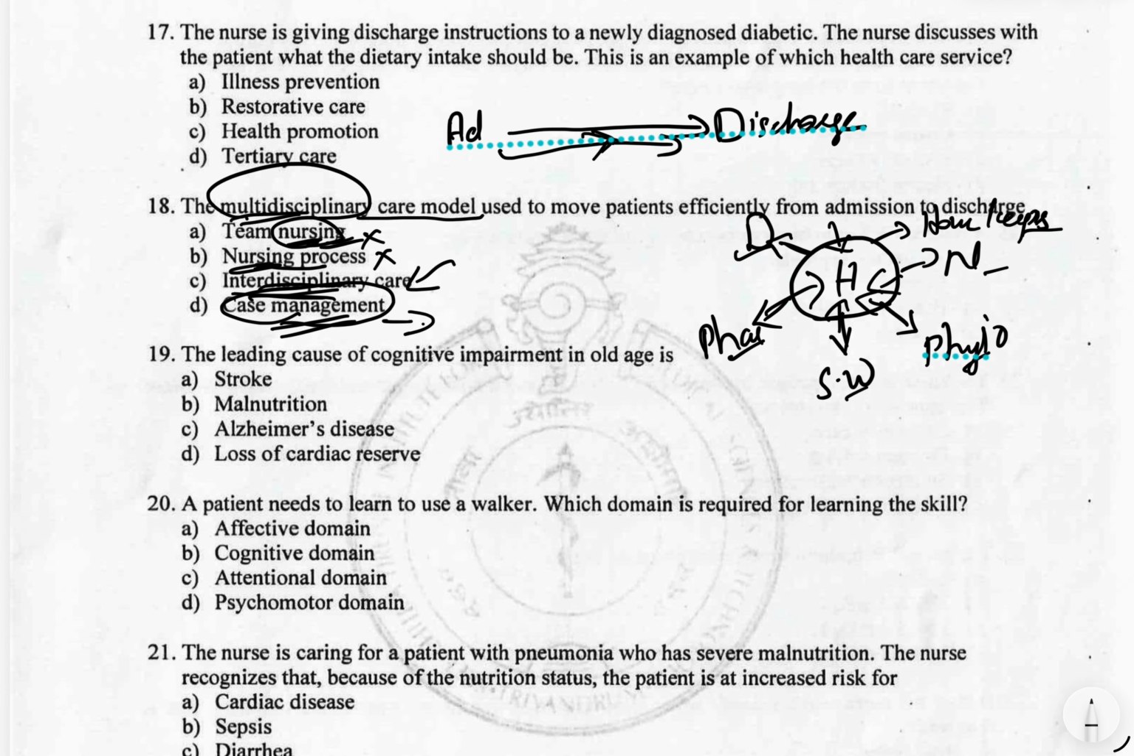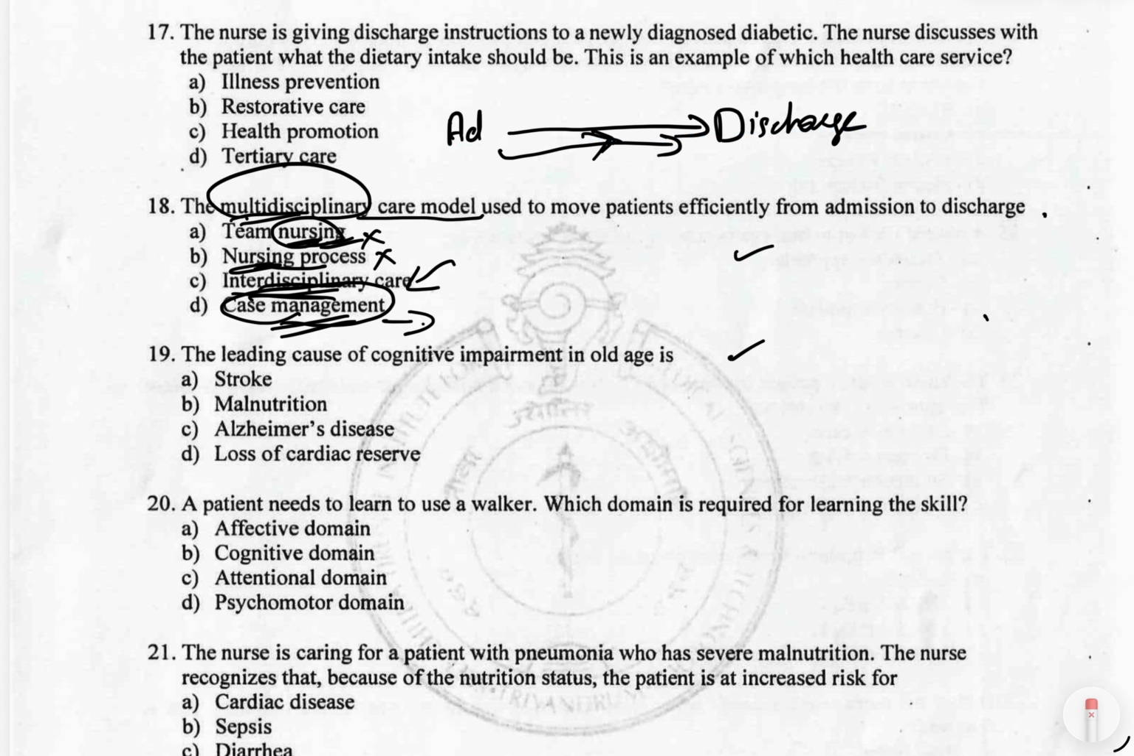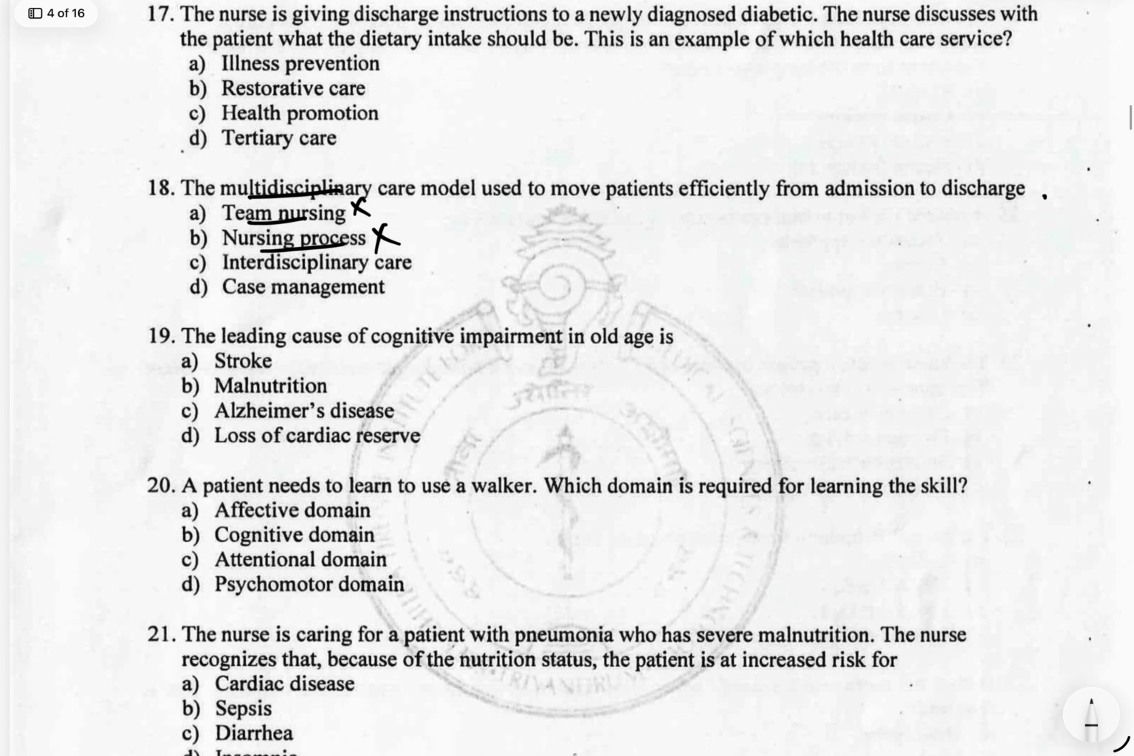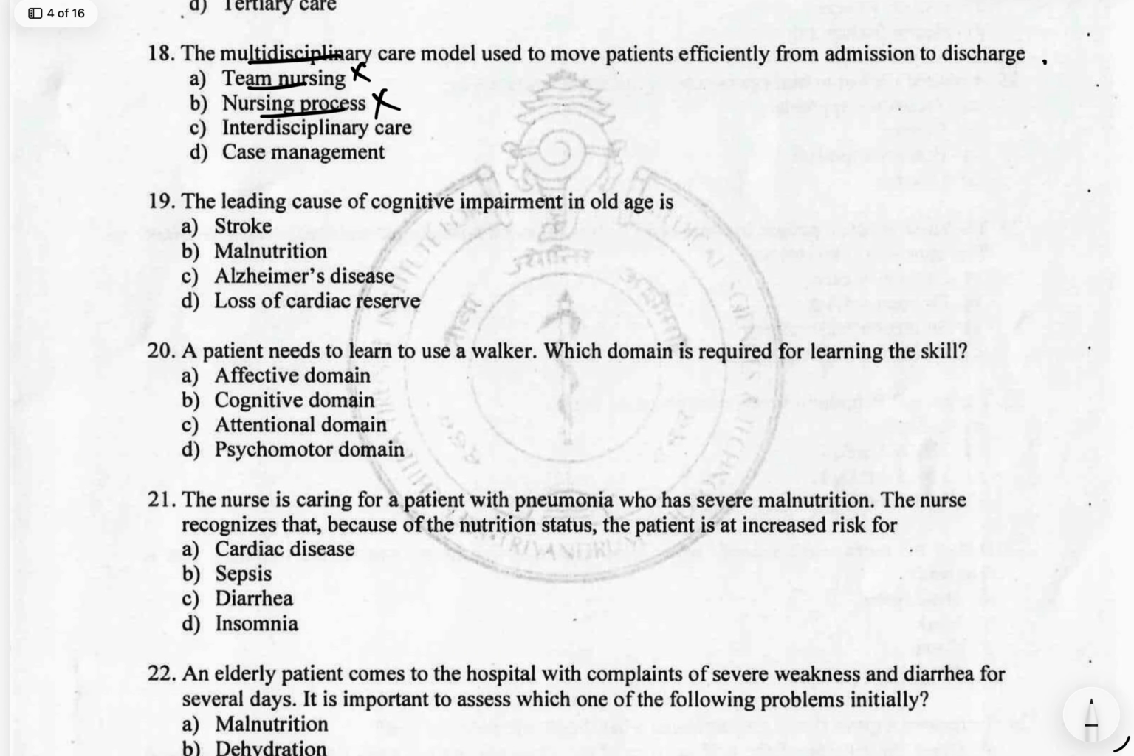So this is the multidisciplinary care model. In case they are asking about a multidisciplinary care model, remember, no single profession comes under that. For example, nursing doesn't come under it, because it's multidisciplinary. Every member of the team is working forward. So the nursing or nursing process is not coming in there. Next question. Leading cause of cognitive impairment in old age.